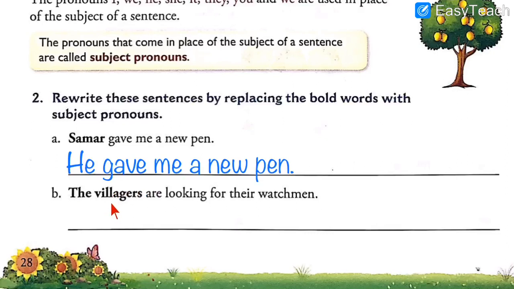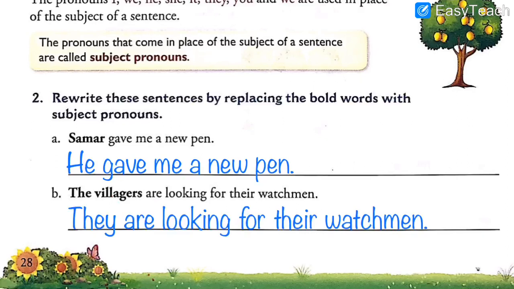We have to use the pronoun they, because villagers are so many, more than one. So instead of the villagers, I will write they, and the rest of the sentence stays as it is. Here you could see the answer which I have written. The villagers are looking for their watchman. They are looking for their watchman. No change in any other word till the full stop. Only I have replaced the villagers with they.